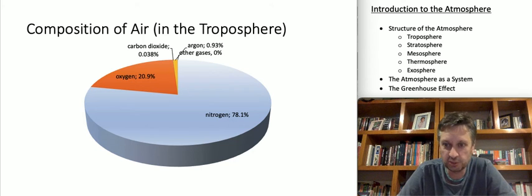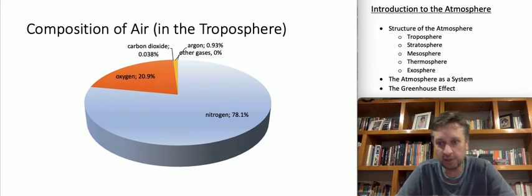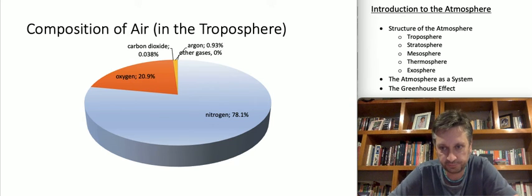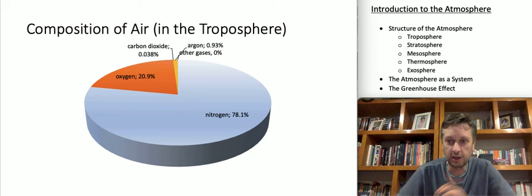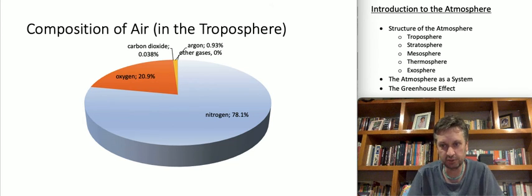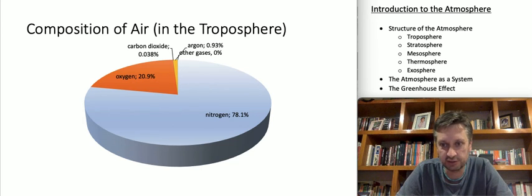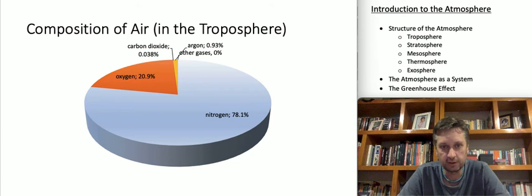Carbon dioxide makes up a tiny percentage, about 0.038% by volume. However, it might be small in terms of the amount of carbon dioxide in the atmosphere, but because it's changing and because of human effects, it's having a big effect on the planet. And then finally, there are other small amounts of gases that add up to less than 1% of gases in the atmosphere.